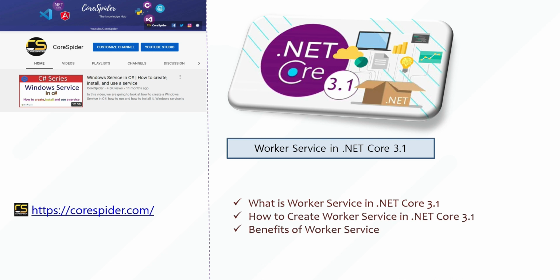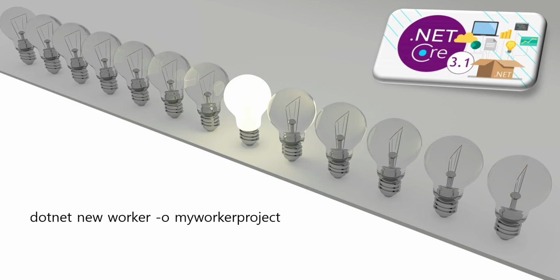To create a worker service, there are two ways: using command prompt, or directly going to Visual Studio. To create a new worker service project using command prompt, you need to type in the command window dotnet new worker, which is for the worker service, then your project name. But in this example, we are going to discuss how to create worker service in Visual Studio. So flip to Visual Studio and we'll see there how to create the worker service in .NET Core 3.1.